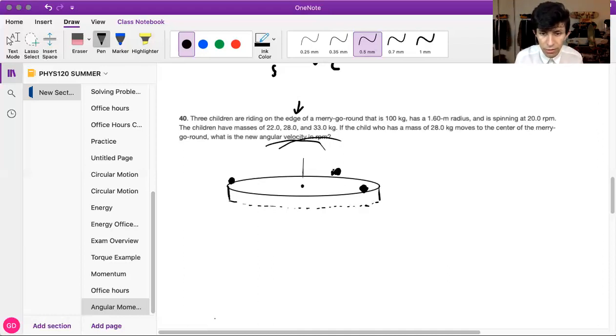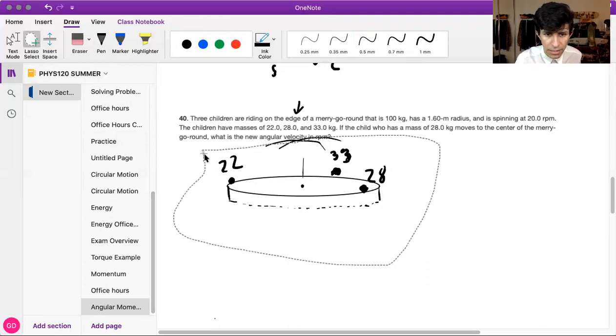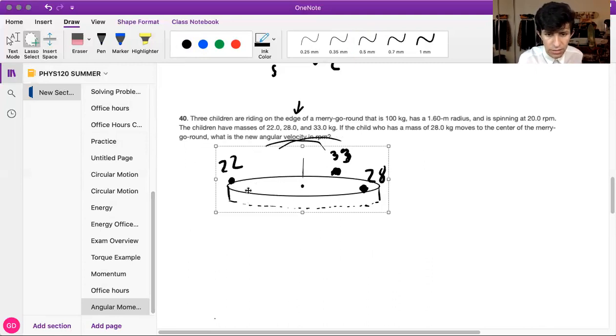So the 3 little dots represent each of the people. This one's 22 kilograms, this is the 28, and this is the 33 kilograms. So this is what we have initially. And what they tell us is that I'm going to lasso this so I can copy it and give us the second scenario.